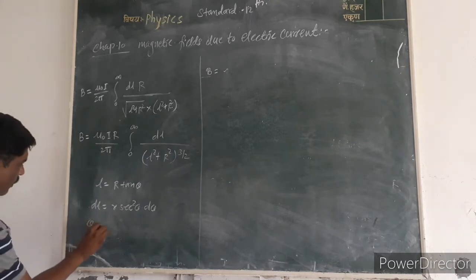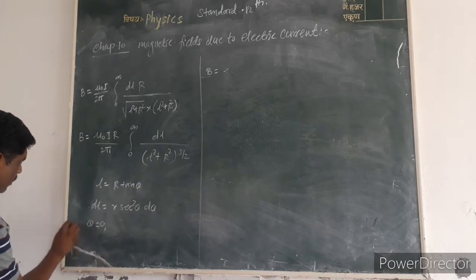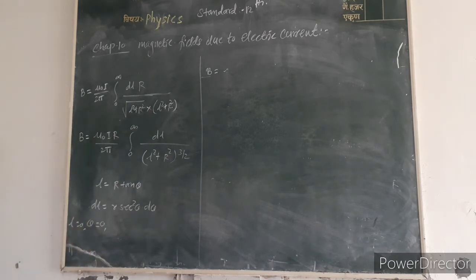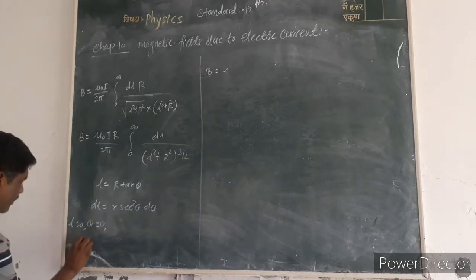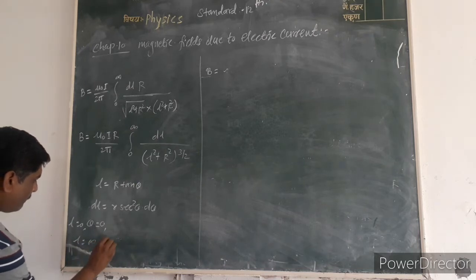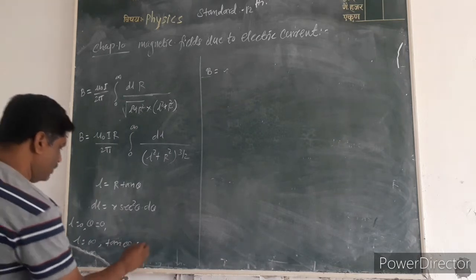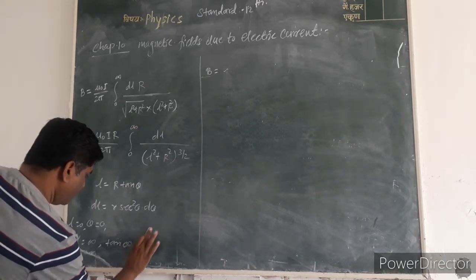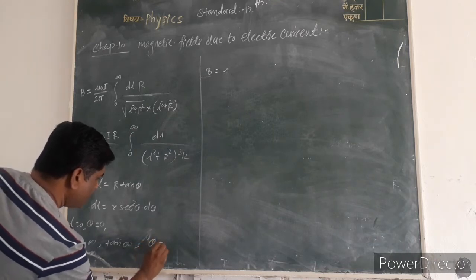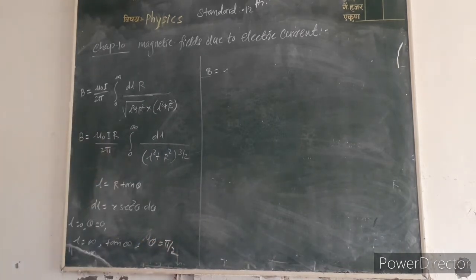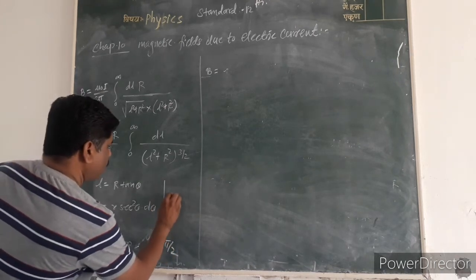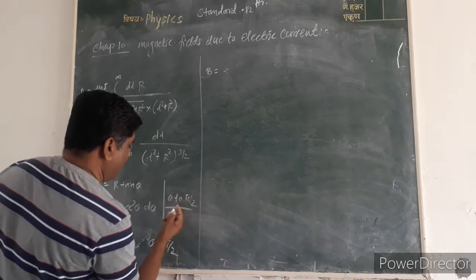Because if L is equal to 0, that is, there is no length, then theta is equal to 0. If L is equal to infinity, then tan theta is infinity, so theta is equal to pi by 2. That means the limit changes from 0 to pi by 2.